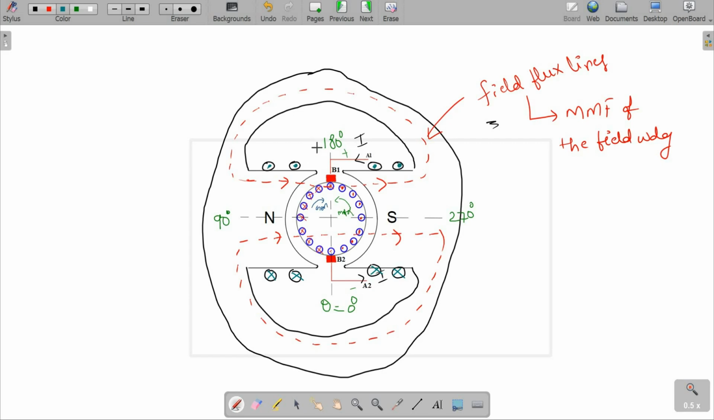Now I say that on the north pole I had NF turns. On the south pole also I had NF number of turns. And I say the current passing through this field winding will be IF.